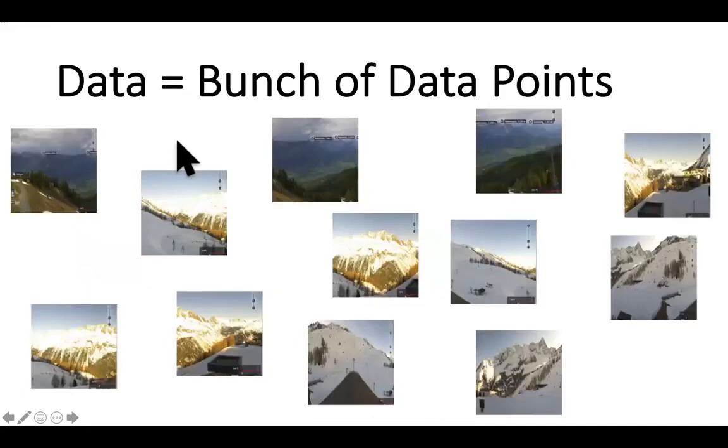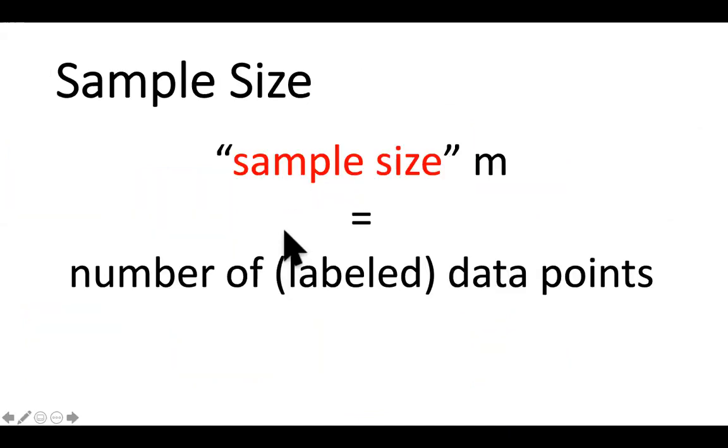In order to do this, we need several data points. A data set is just several data points, and typically the more data points we have, the better. One important key figure of a data set is the sample size, the number of data points, in particular, the number of data points for which we know the label.